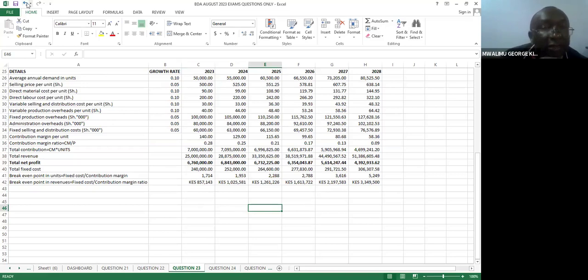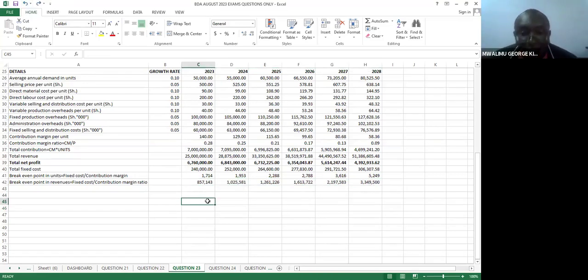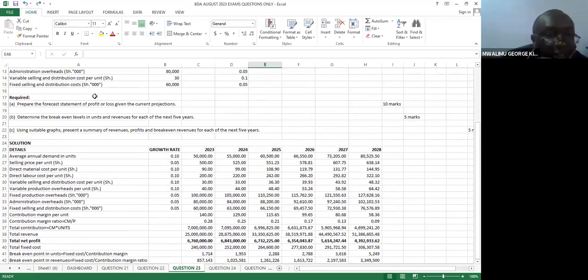Okay, let's leave it. Let's undo that so that our work does not appear. Good. So I think we have answered what the examiner wanted. We determine the break-even levels in units. We prepare the forecast. Now they want us to do suitable graphs. We present a summary of revenues, profits, and break-even for each of the years.